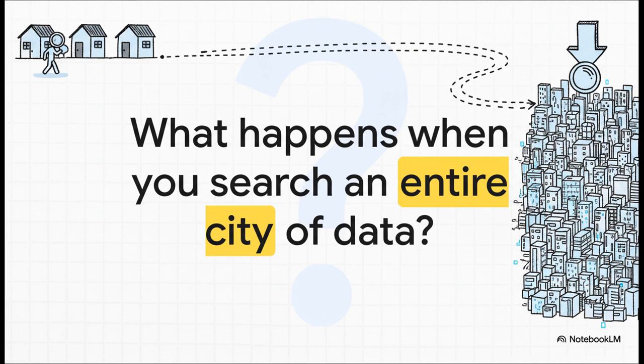So, going door to door works great for a single street. But what happens when you have millions or even billions of houses? Searching one by one would take forever. That's when programmers need much smarter, much faster ways to search that entire digital city. But that, well, that's a topic for another explainer.